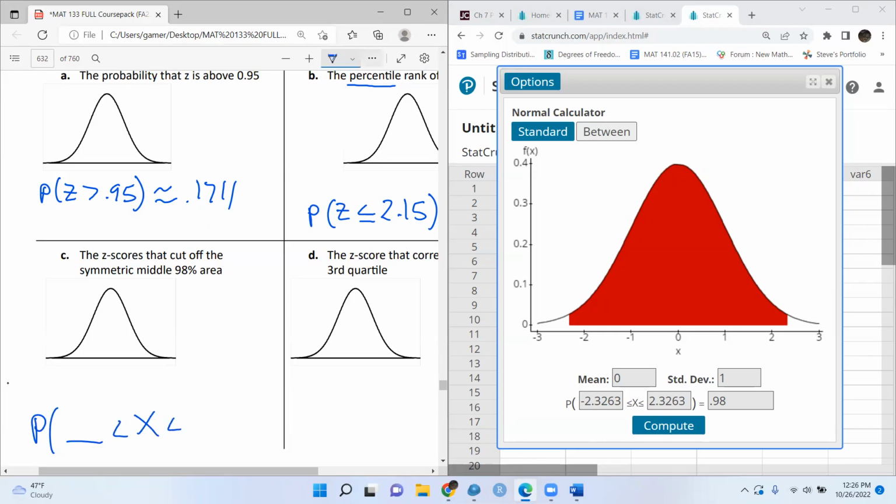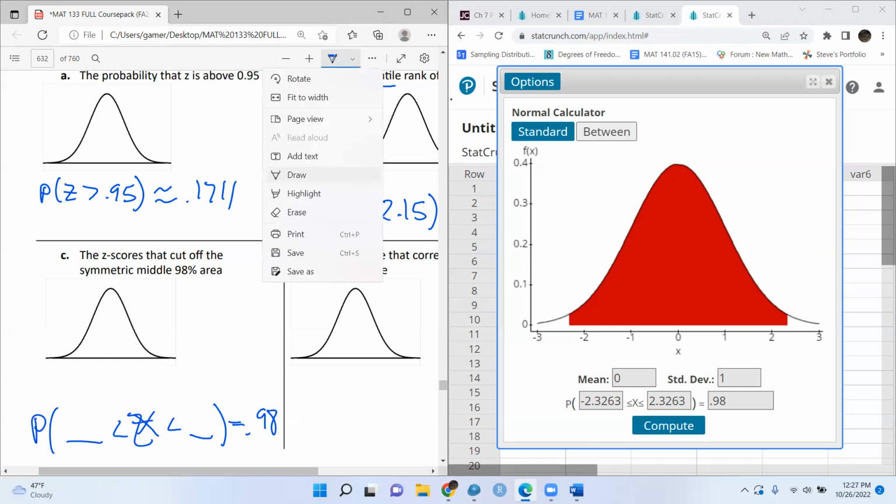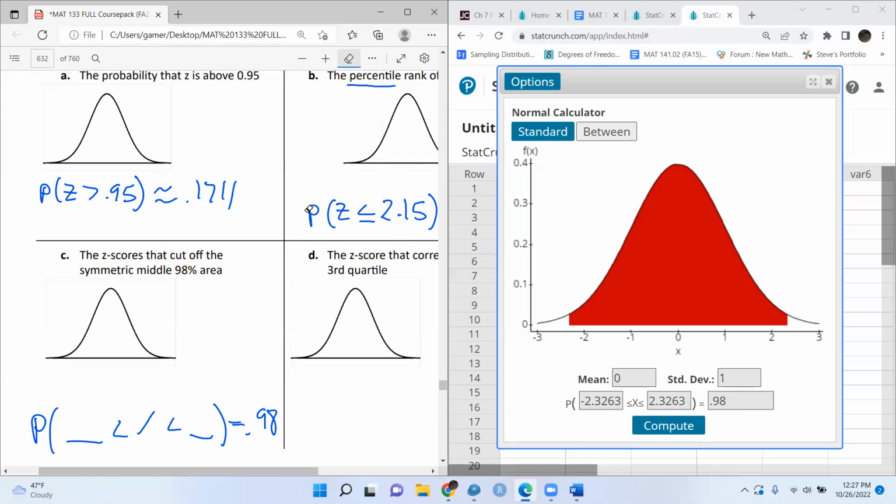Okay. Oops. Why did I put X? This should be a Z. This is what we're looking for, that symmetric middle. So it's a between. Let me make it clean there. What's in between?